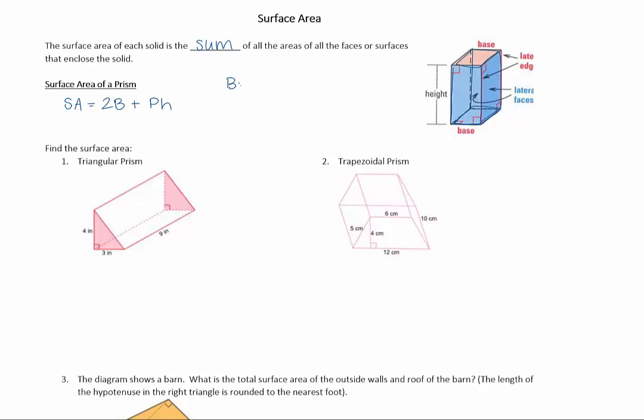So B is going to be the area of the base, which is the same as before, and this time we just have two of them. We have P, which is the perimeter of the base, and then we also have H, which is the height of the prism. So that's the underlying idea of what we're trying to do here. Take a second, if you want to work through these, or if you want to move on to the next and come back, you can.